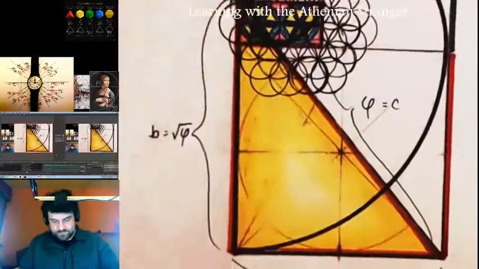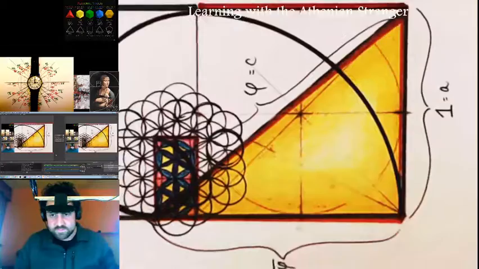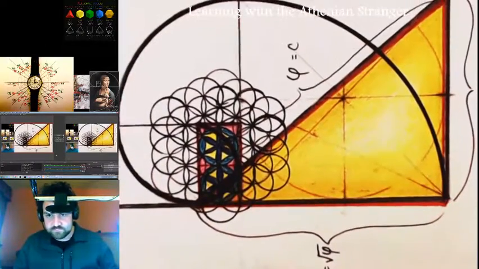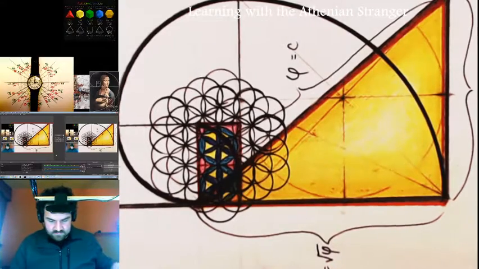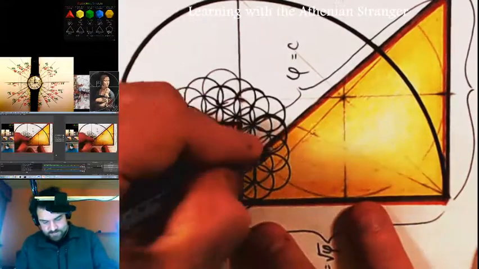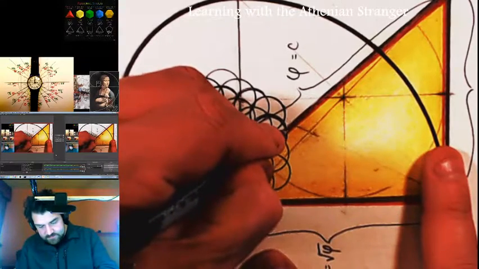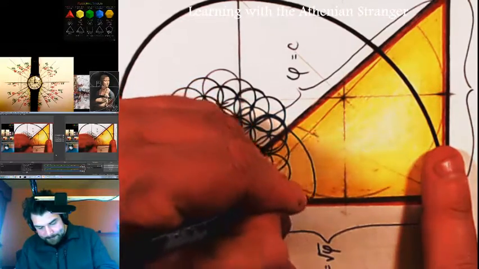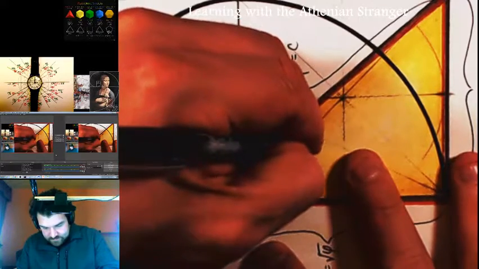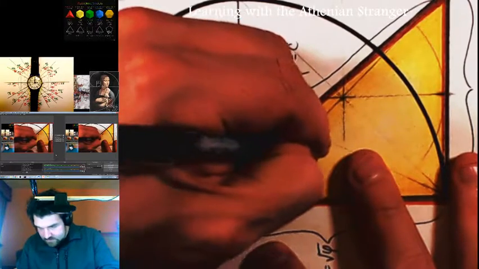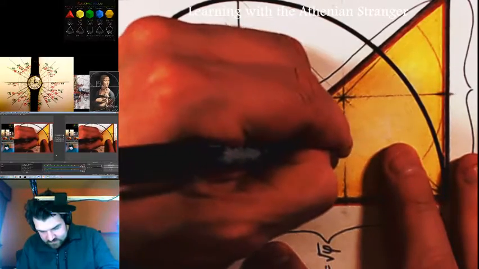So here we go. I'm going to do it like this so the whole thing can fit in frame. And I'm going to use a pen and draw this in so you can see the angle. Okay, so this angle right here, that angle right there, is equal to 38.14 degrees.